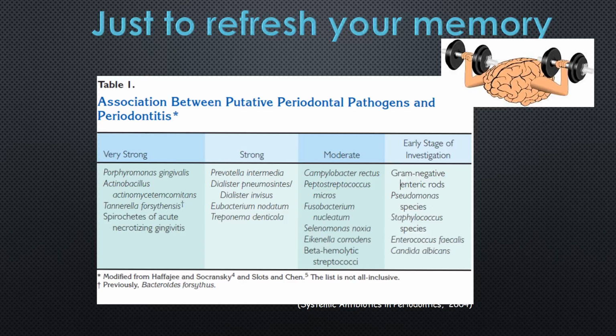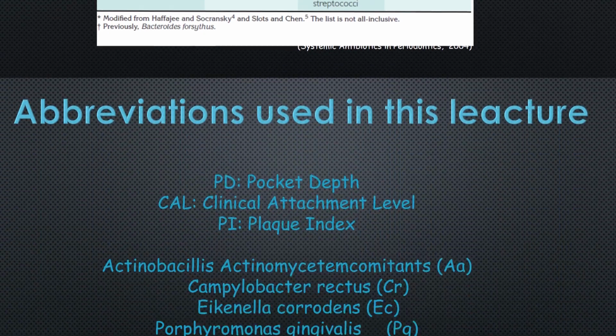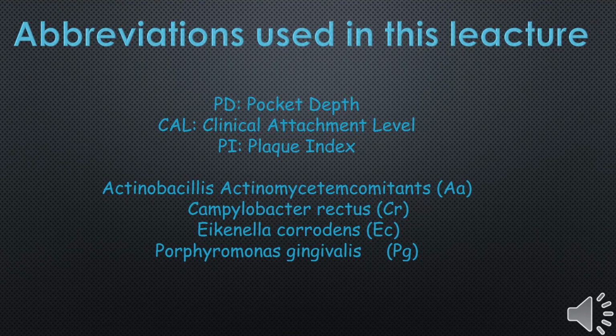Table 1 lists pathogens associated with periodontitis. In today's lecture, the pathogens affected by each antibiotic will be addressed. Below are some abbreviations used in this lecture. Pocket depth, abbreviated PD. Clinical attachment level, CAL. Plaque index, PI. Other abbreviations are the shorthand versions for different bacteria.